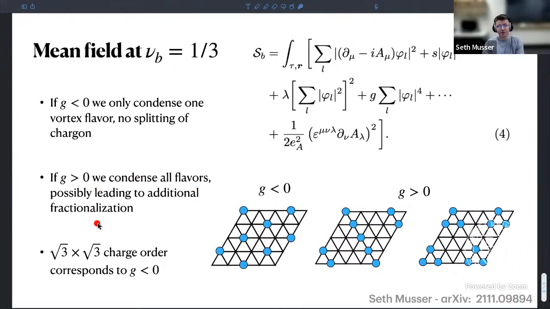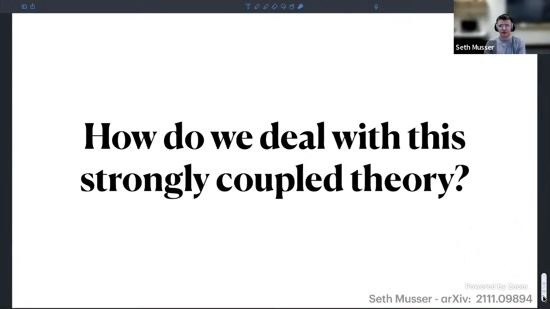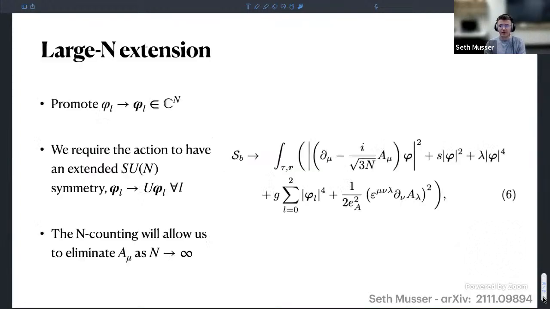Now, if G is greater than 0, you condense all flavors and you get CDW, you get these Wigner-Mott states, which are of this form. So either this stripy kind of thing or this triangular superlattice. Yeah, so this is the mean field, but as you can see, this is a very complicated field theory, and it's hard to deal with. It would be even harder to understand whether or not the charge density wave and nematic order parameters are relevant. So how do we deal with this strongly coupled theory?